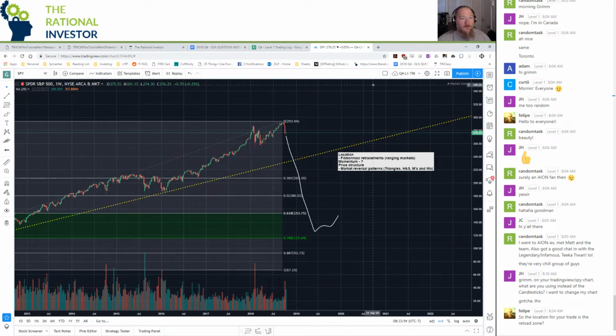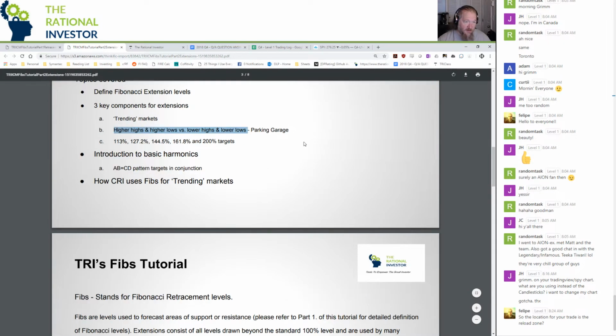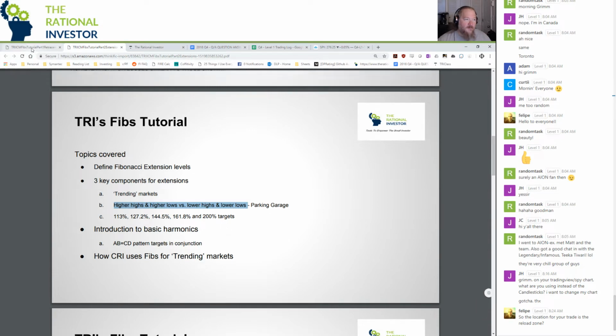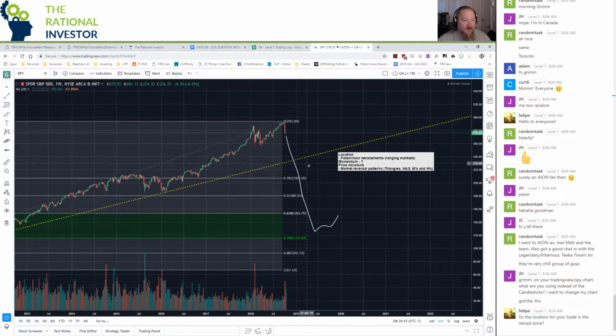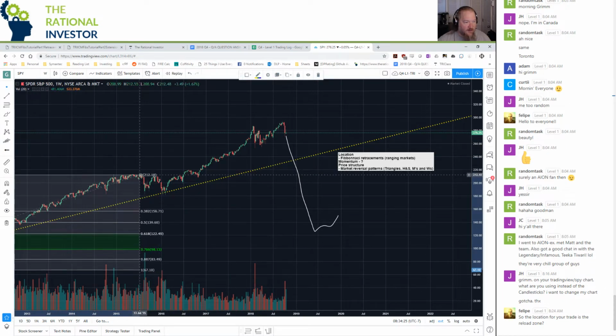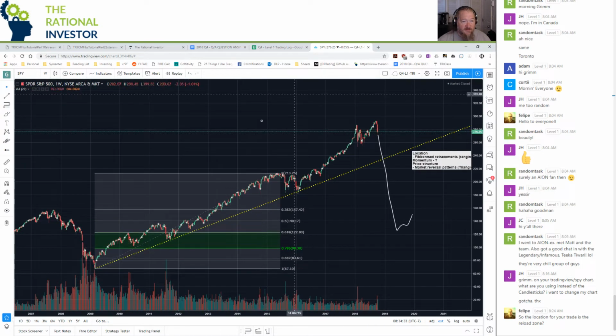All right, so important to remember what a trending market is. And we're going to talk a little bit about the parking garage. The parking garage is kind of the closest thing conceptually to a reload zone in what we're looking at. So if I were to go off of a shorter move here, so let's say we went up to here, and instead of looking for a retracement, we were looking for an extension of this move, right?